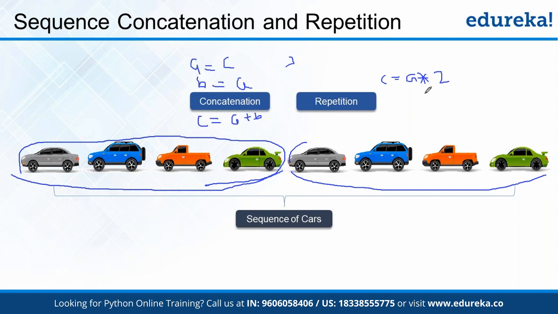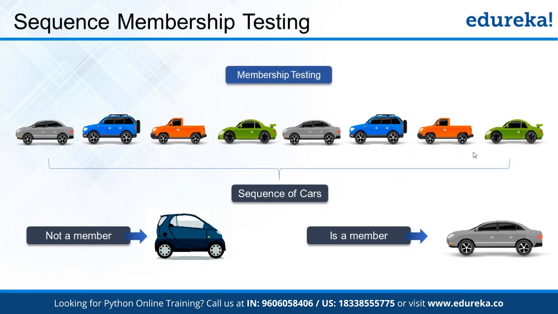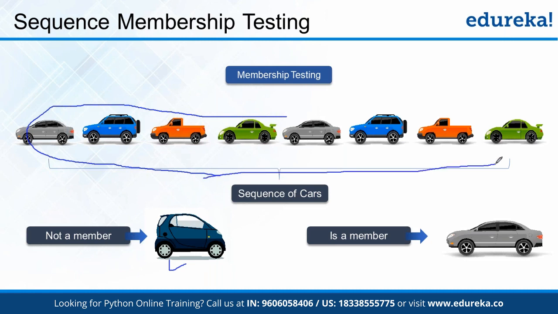3 times I want this to be repeated, I write here C is equal to 8 to 3. Membership testing, whether a particular element is existing or not. So let's say this is our sequence of cars, and if we see whether a nano car is there or not in this sequence, then we are not able to find it. So it's not a member.